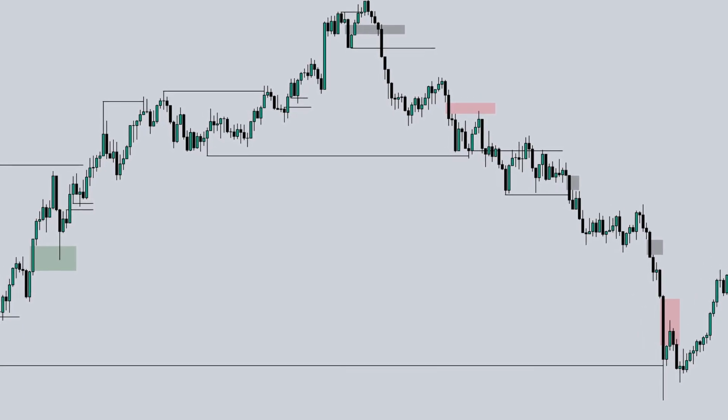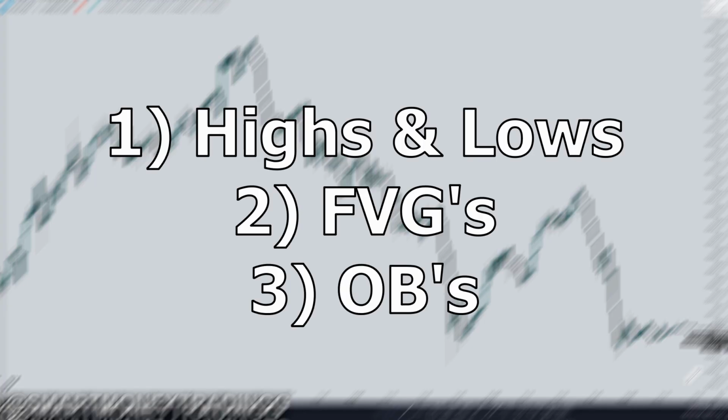The first and the most important one, in my opinion, will be highs and lows. The second one will be fair value gaps. Then the third will be order blocks or mitigation blocks.